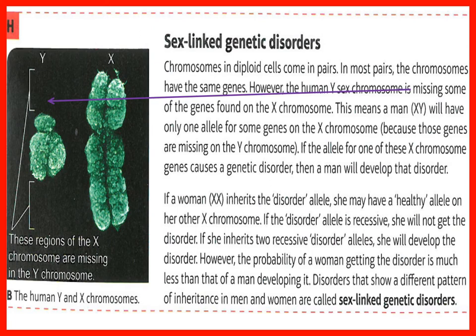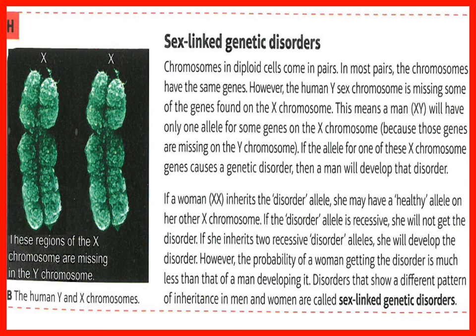In this case, we could see that in the Y sex chromosome, some of the genes are missing that are found on the X chromosome. Therefore, there's only one allele, and that allele is in the X chromosome, and it will always be expressed if you're male, because you're XY. The Y chromosome has a missing allele, so the X chromosome allele for that section must always be expressed. And if it's faulty, because you've inherited it from your mother, you will always express it.